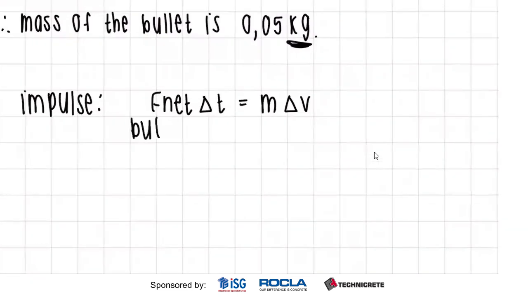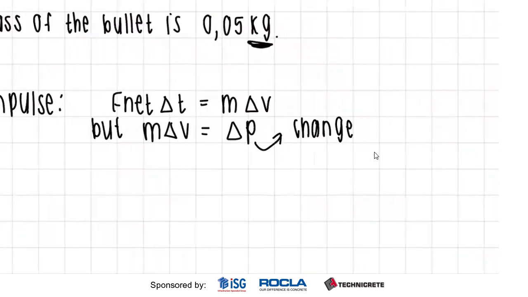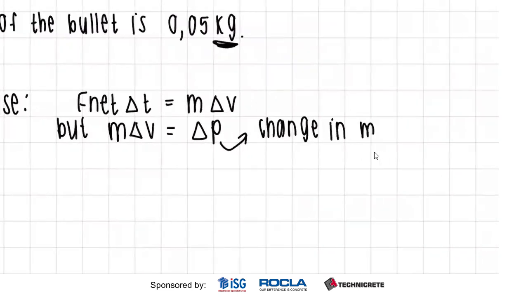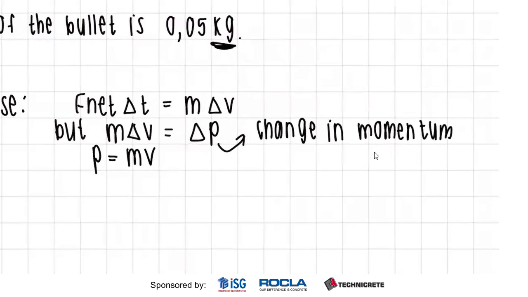But mass times change in velocity is equal to the change in momentum. That's also in your formula sheet. And momentum is equal to mass times velocity. Okay, so the change in momentum is equal to the mass times the change in velocity. So therefore, the momentum is equal to the mass times velocity.